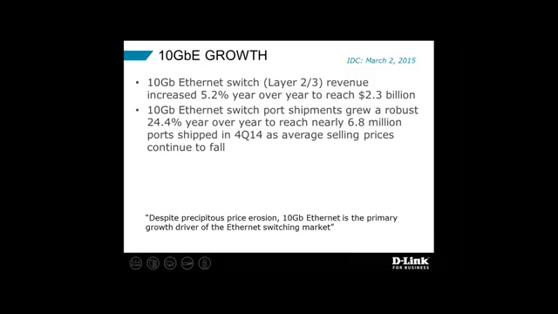So when I see disparity here, I see port shipments 25%, revenue growing just 5%. It leads me to believe that we have price erosion. Prices are coming down, and that's certainly true. Nevertheless, the market continues to grow.